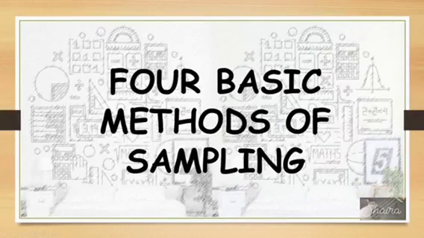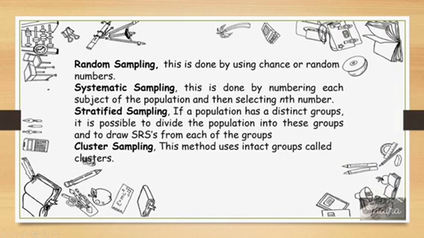In addition, we have four basic methods of sampling. These are the random sampling. This is done by using chance or random numbers. Second is the systematic sampling. This is done by numbering each subject of the population and then selecting every kth number. Third is the stratified sampling.